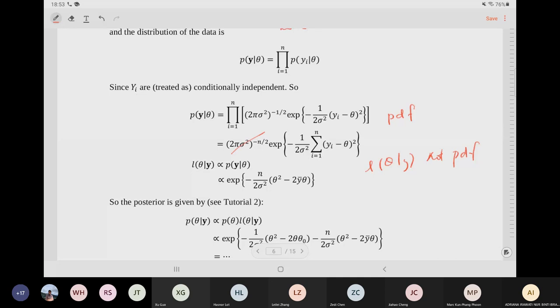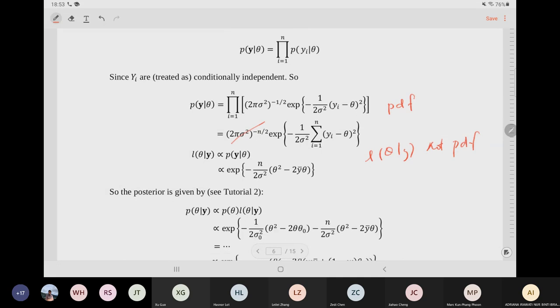If you open your summation here, then you will get the summation of theta square minus 2 yi theta plus yi square. If you open your square, it becomes this one, and then theta square here is a constant over i.